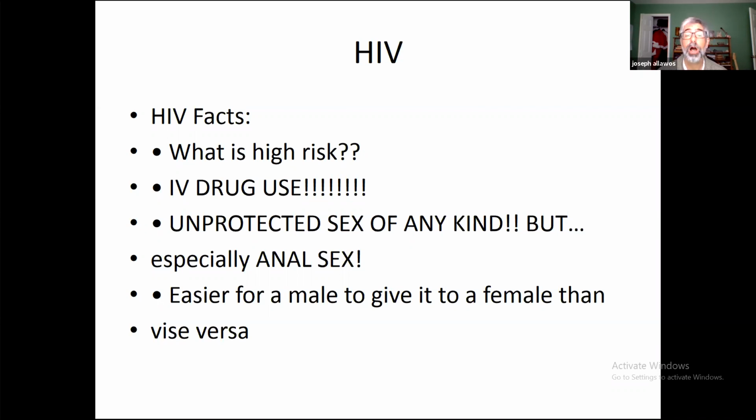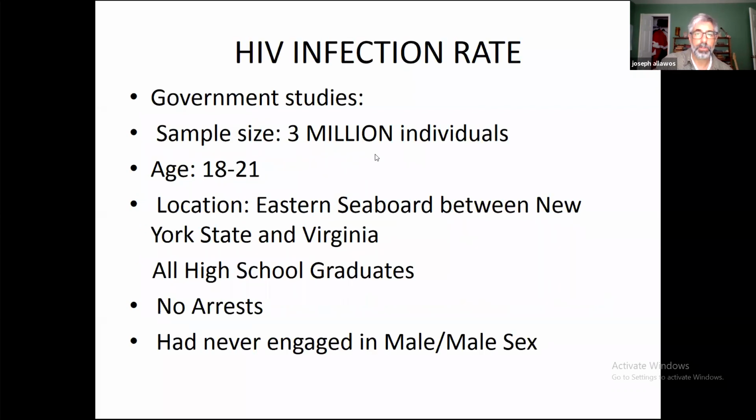Because of this, other STDs predispose people to HIV. For example, herpes. If you have a herpes lesion on your penis or your vagina, this is an open door, so to speak, to the HIV virus.